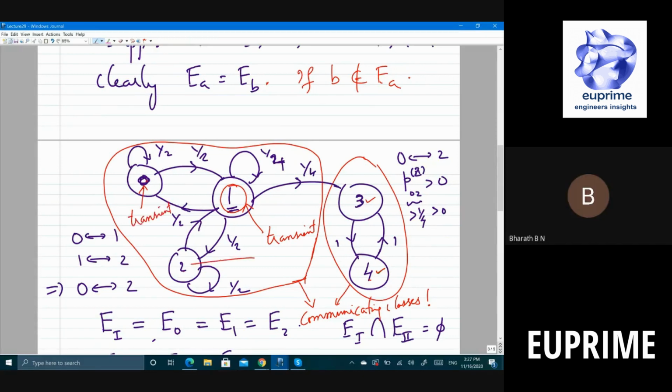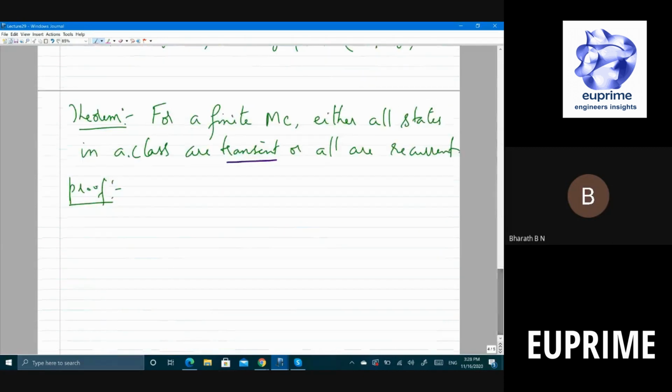So what can you say about 2? 2 can communicate with 3 with probability of at least 1/8, but 3 cannot communicate back. So this will also be transient. So all the states within this communicating class are transient. Okay, so I take back my words where I said 0 and 2 are recurrent. It's not really recurrent, right? All of them are transient, and 3 and 4 are recurrent. Is that fine now? Yes, sir.